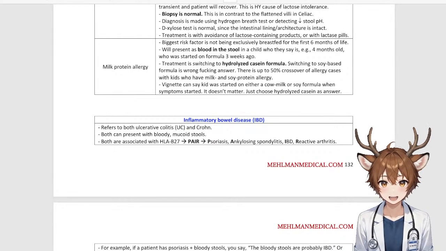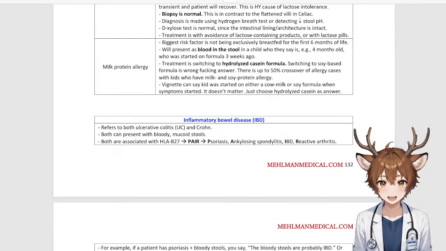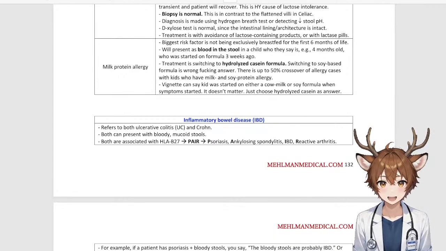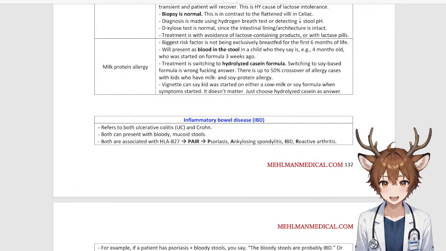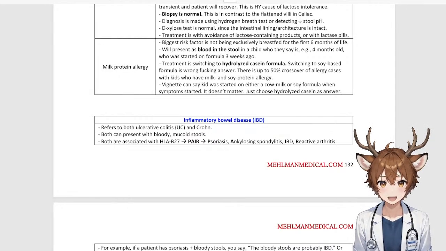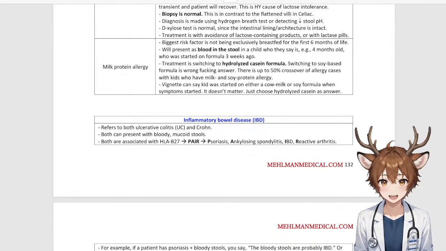Milk protein allergy. The biggest risk factor is not being exclusively breastfed for the first 6 months of life. It will present as blood in the stool in a child who they say is, for example, 4 months old who has started on formula 3 weeks ago. Treatment is switching to hydrolyzed casein formula. Switching to soy-based formula is the wrong answer.